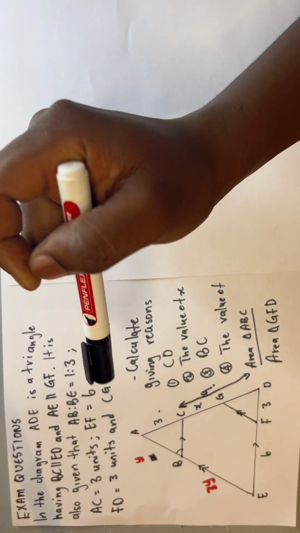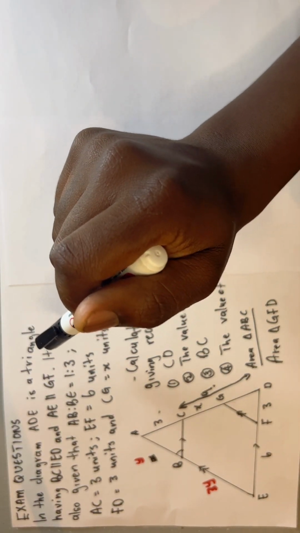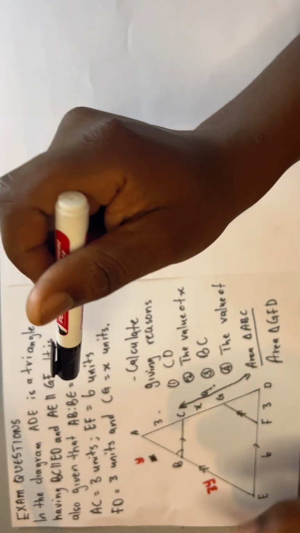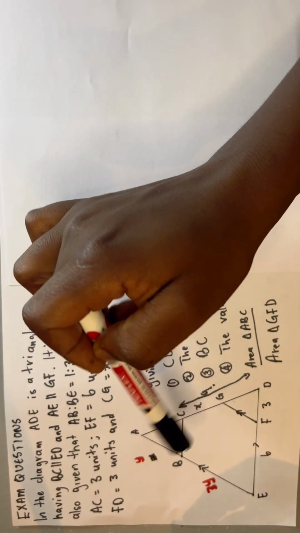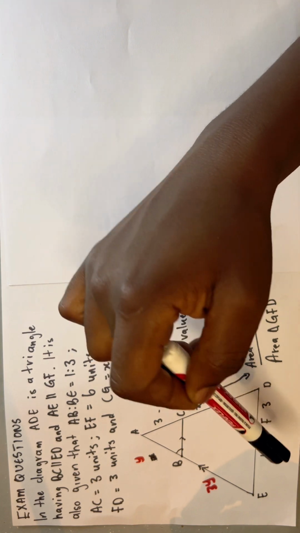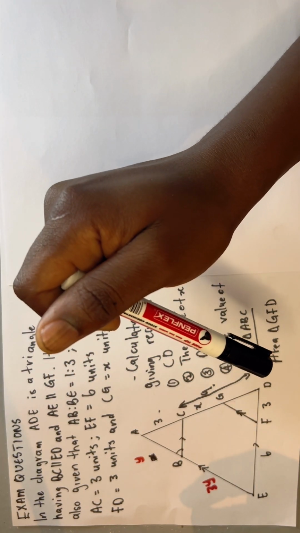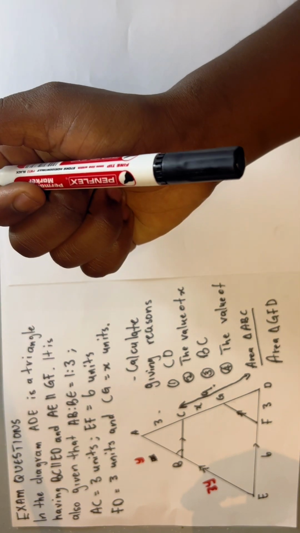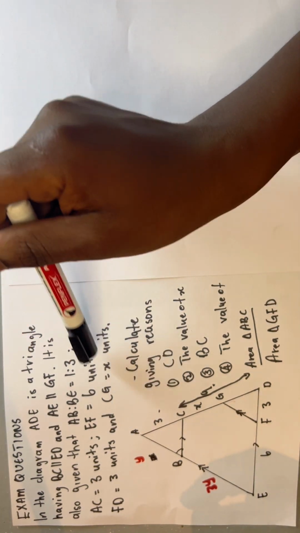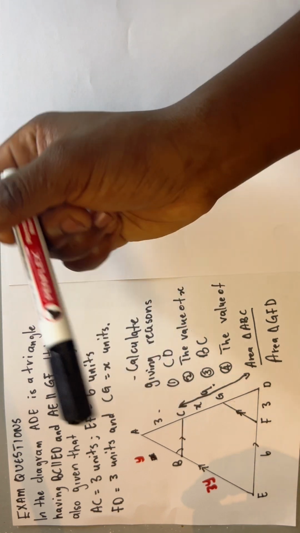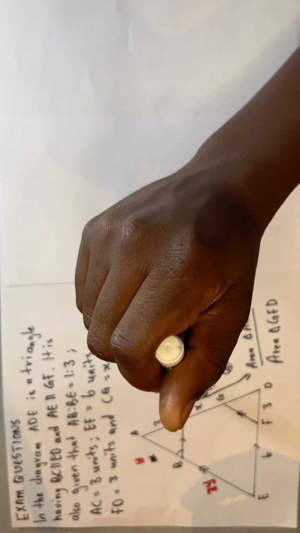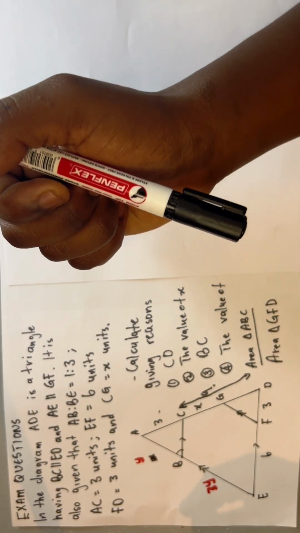So now let's look at some of the key information that we were given. AC is 3 units. EF is equal to 6 units. FD is 3 units, and also CG is X units.